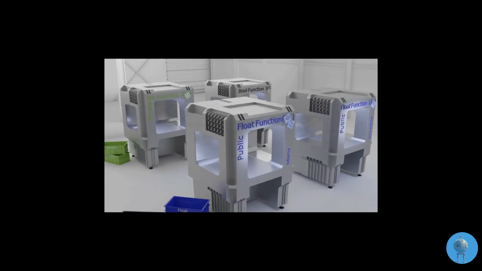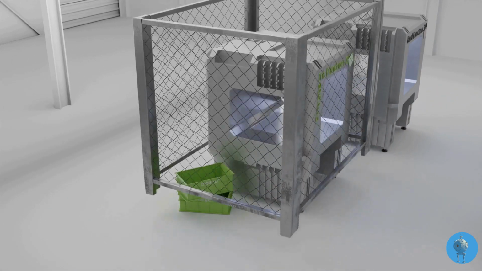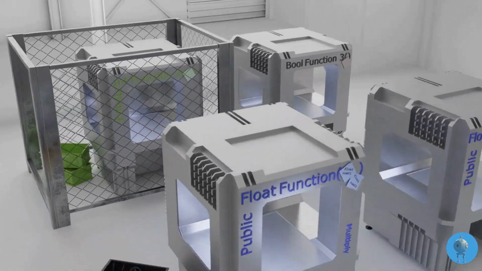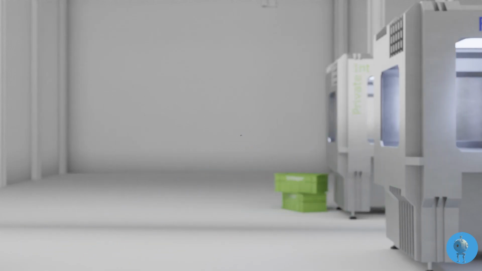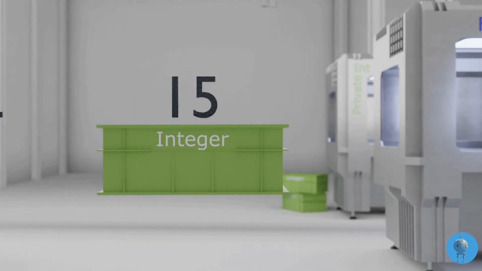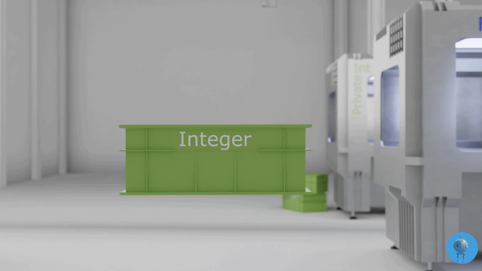Let's use a factory as a metaphor for scripting in Unity. The building blocks for scripting can be seen as the raw materials, and these normally consist of numbers and letters, and these can be processed to get some valuable information. One of the most common types are whole numbers, also known as integers. So the integer is the data type. And these numbers can be positive or negative.